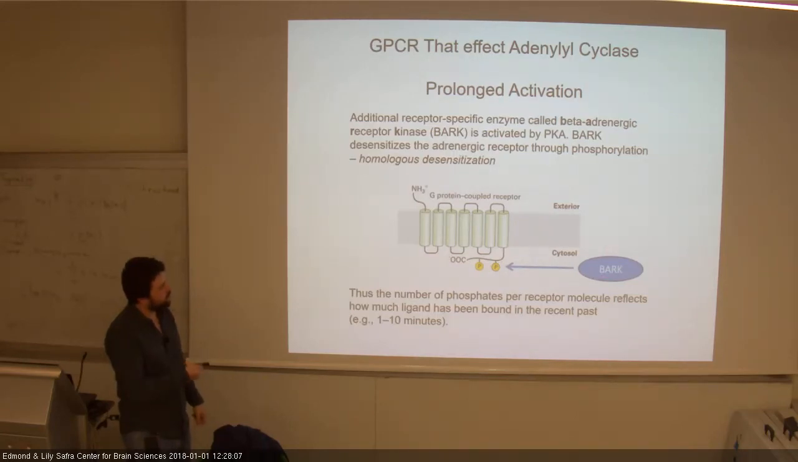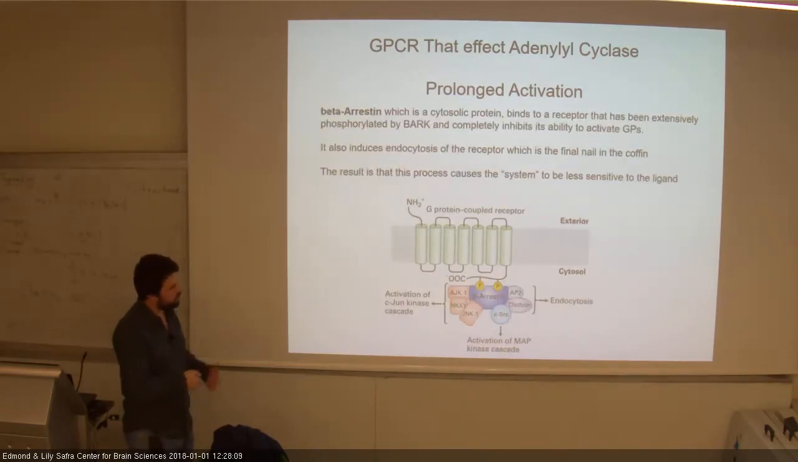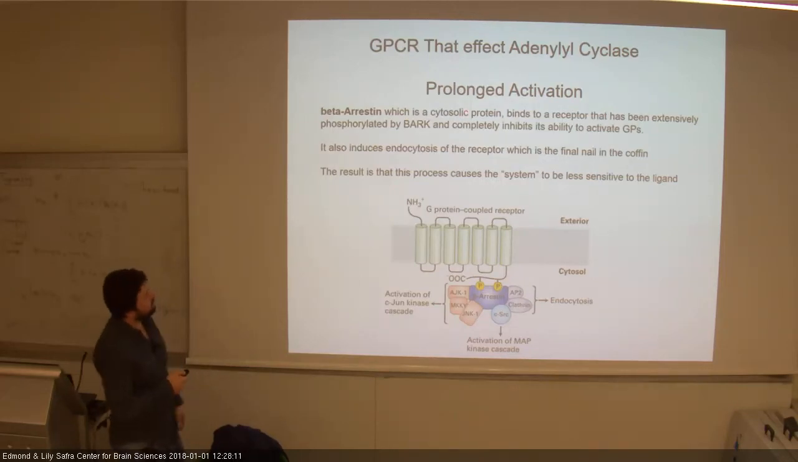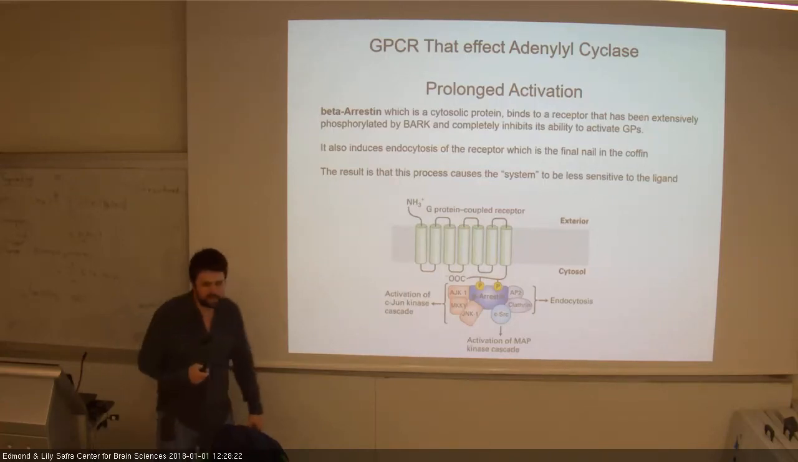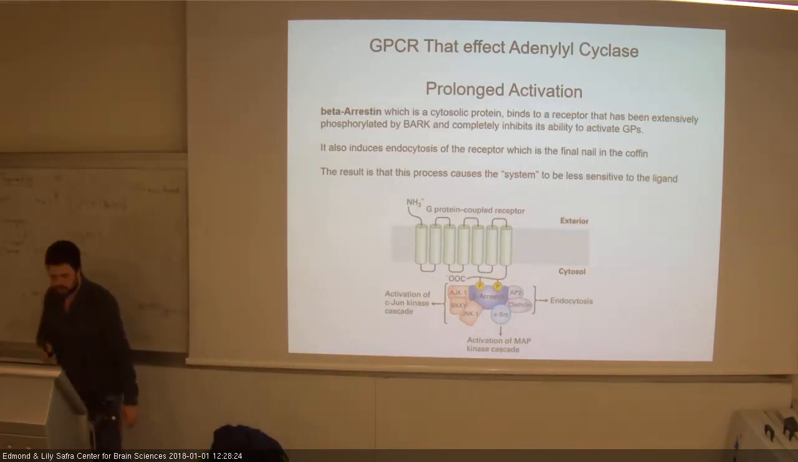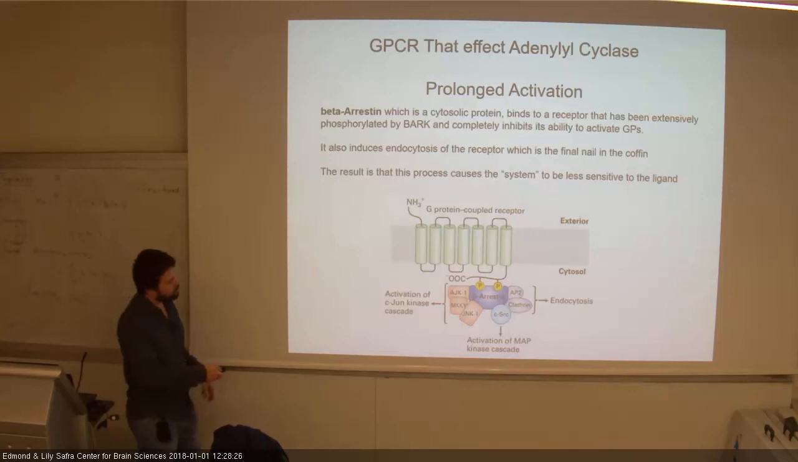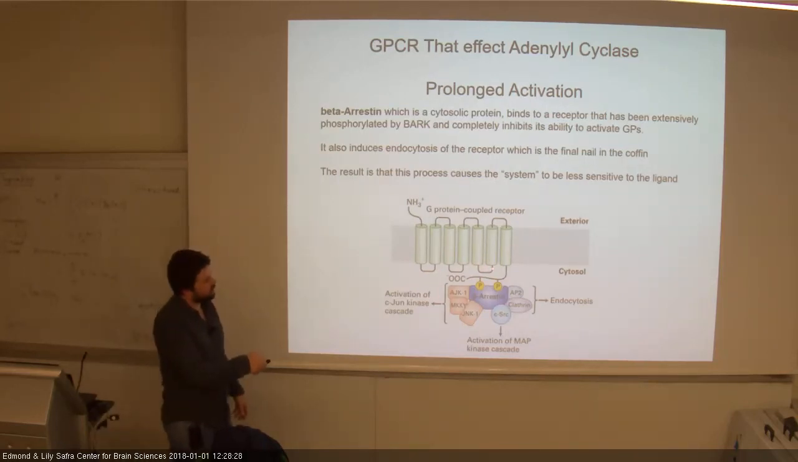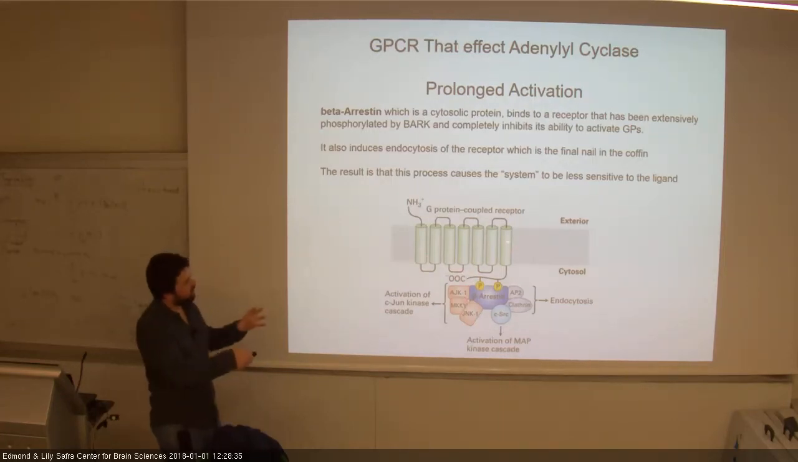And if you have even more phosphorylation, like in extreme cases of prolonged activation, what will happen is that beta-arrestin can bind to or associate with this phosphorylation site and completely put the last nail in the coffin of this activation. First of all, there is no way that the G protein can associate to the receptor now, and also in some cases it will cause endocytosis.